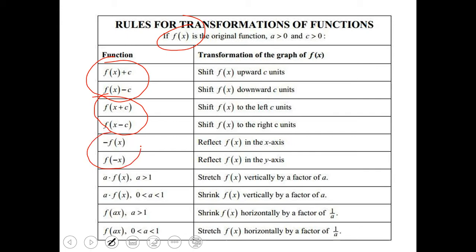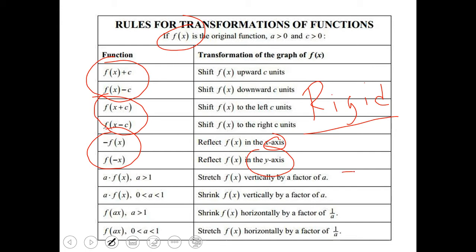Then let's say you want to reflect the graph. If you want to reflect the graph in the x-axis, you're going to put the negative outside of the function. If you want to reflect in the y-axis, you're going to put the negative inside the function. Those 6 things are what we call rigid transformations, meaning that they do not change the size or shape of the graph. They simply move it up, down, left, right, or reflect it.